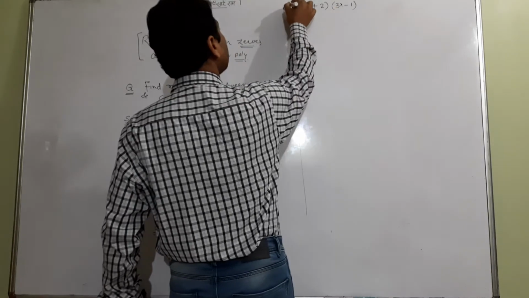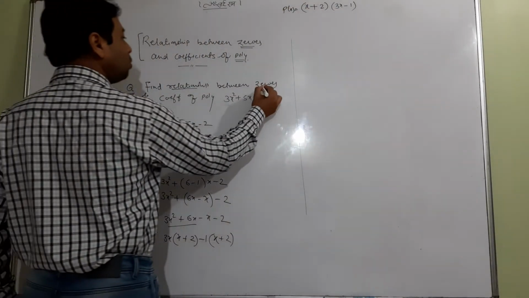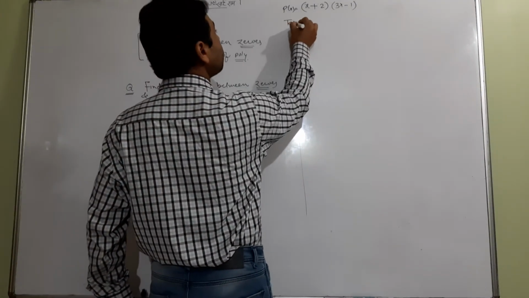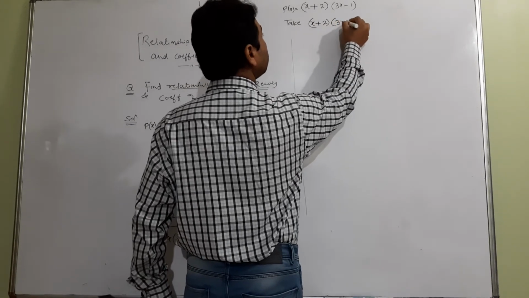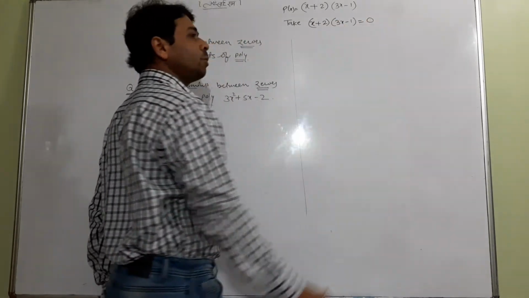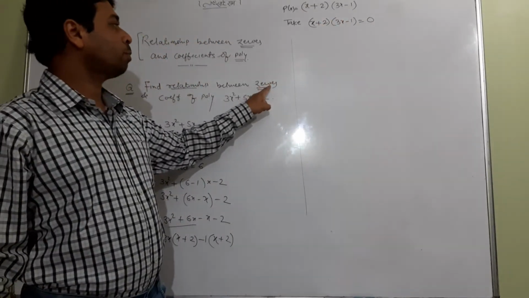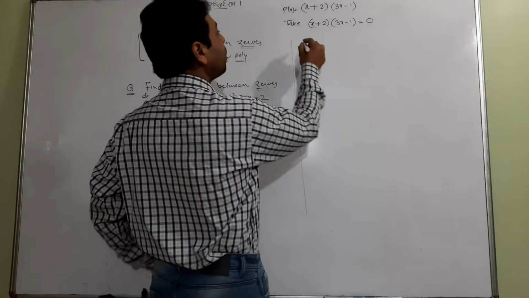So this is your polynomial. Now what you have to find out? You have to find the zeros of the polynomial. So students, you must remember, whenever you want to find the zeros of any polynomial, take the polynomial equal to 0 and take one by one two options.